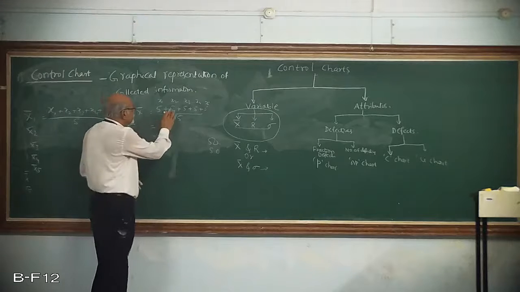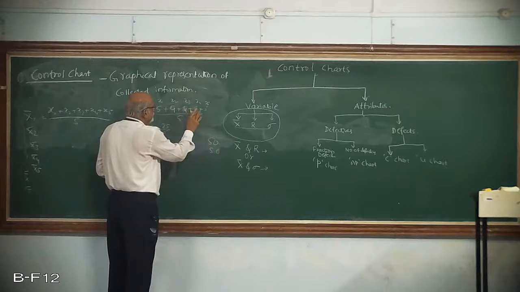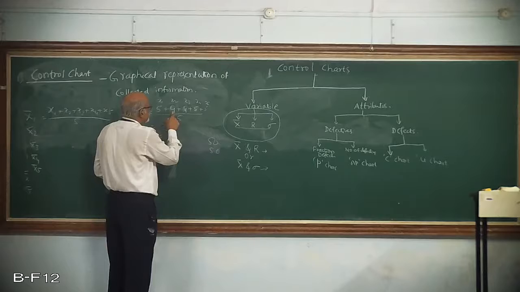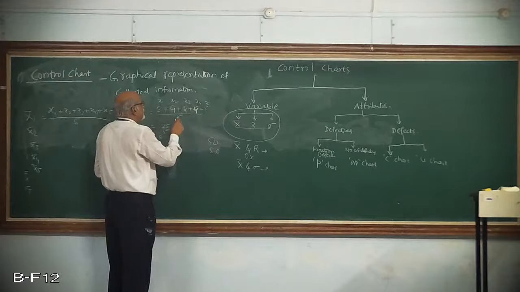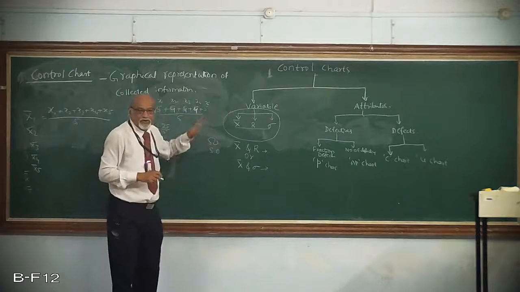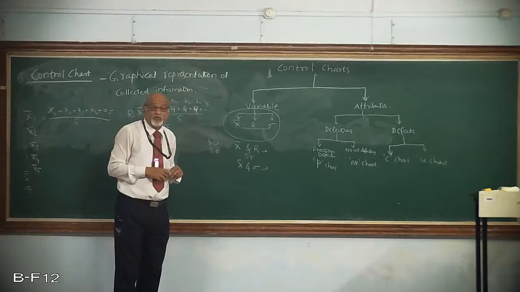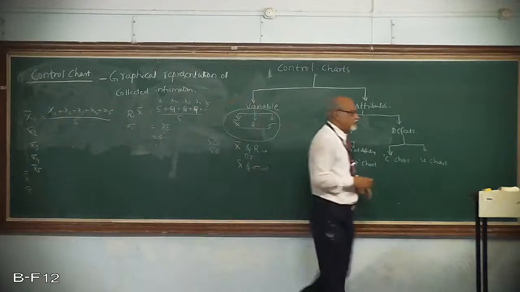Or if it were like this, 5 plus 4, 15. Instead of this one, okay, we will make it 4. 22 divided by 5. How do I find the average value? 22 by 5. So it works out to be something around 4.4.